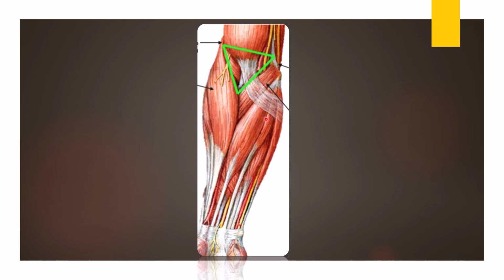And the floor of the triangle is formed by two muscles, above and below. Here this is the floor of the triangle. Above, the floor is covered by the brachialis muscle, and below it is covered by the supinator muscle.